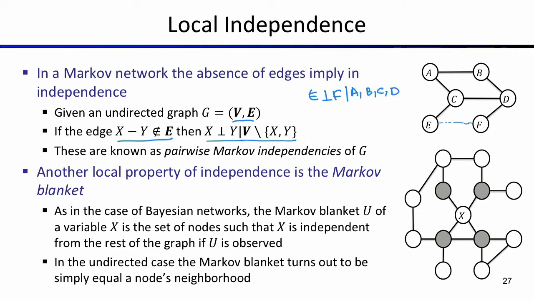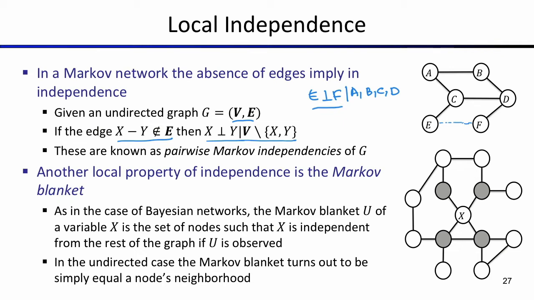So this is what we call a local independence, because it is just mentioning two variables. So we're going to say that E is independent of F given some other variables. We are just stating the independences between two variables. And we call this the pairwise Markov independence of G.